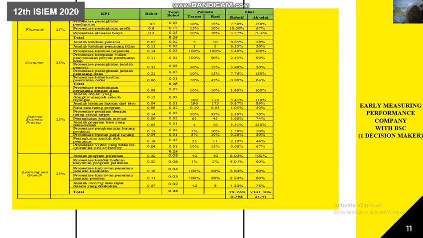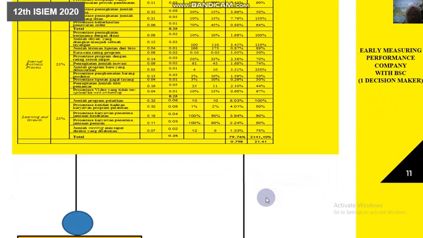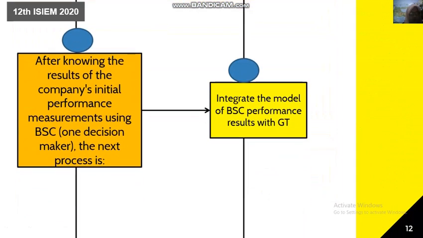This table shows the early measurement of the company's performance with BSC and one decision maker. The relative scoring gets 79.76%, and the absolute scoring gets 21.41. After knowing the results above, the next process is to integrate the balanced scorecard performance model with game theory.